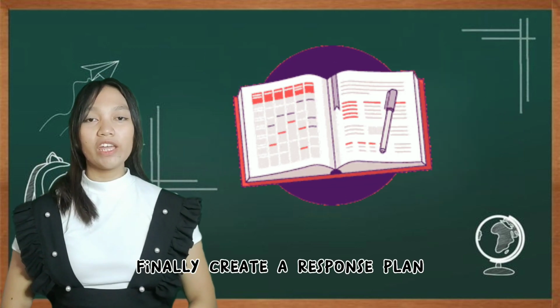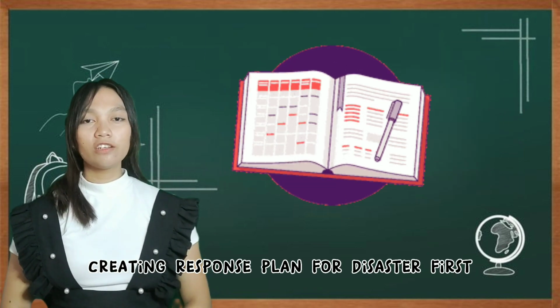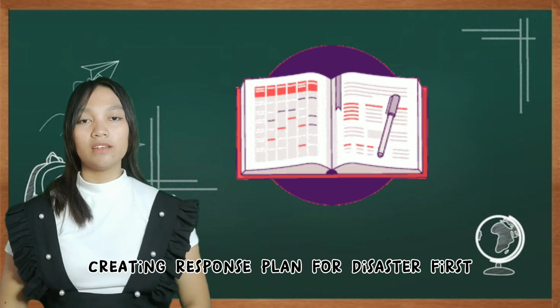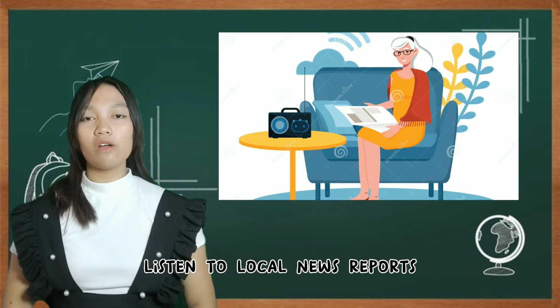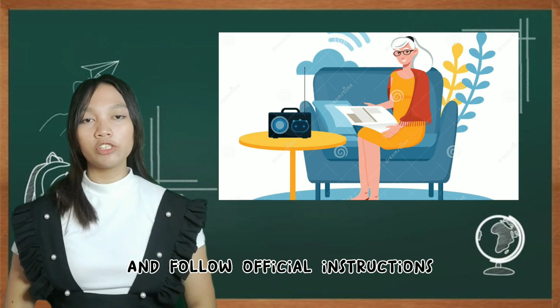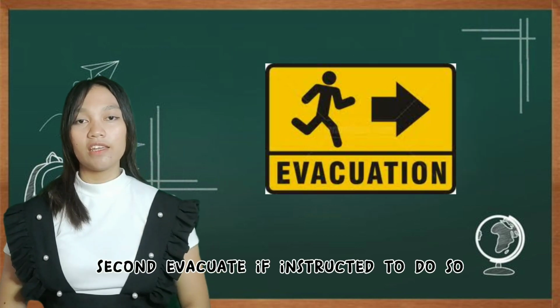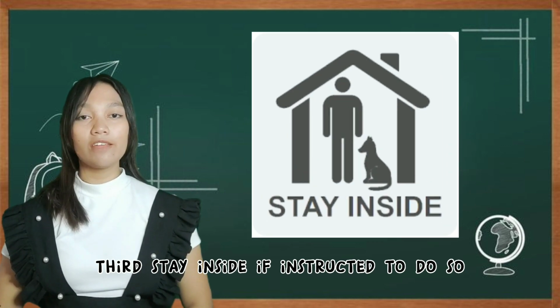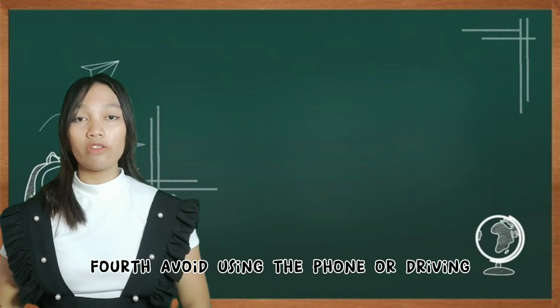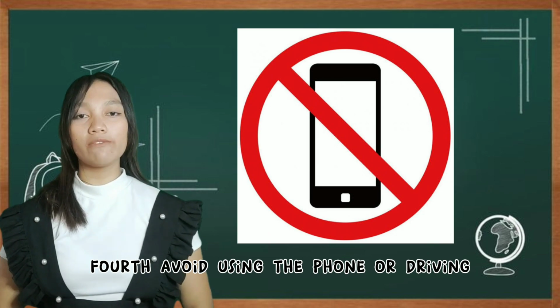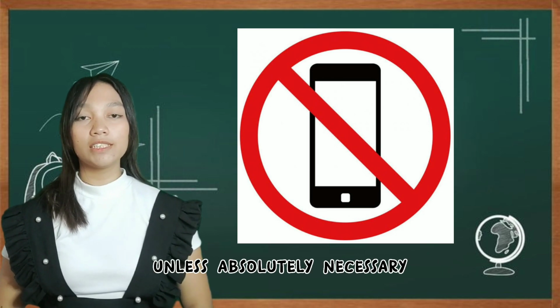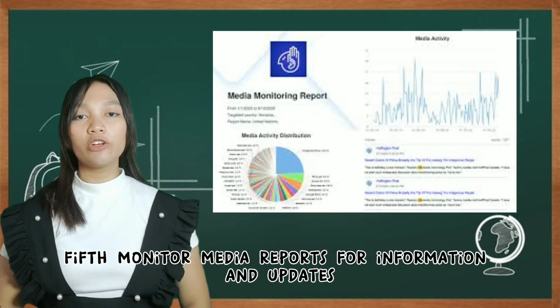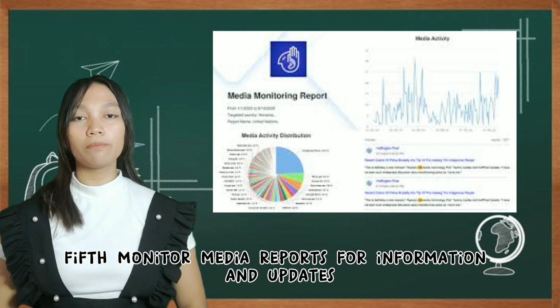Finally, create a response plan. First, listen to local news reports and follow official instructions. Second, evacuate if instructed to do so. Third, stay inside if instructed to do so. Fourth, avoid using the phone or driving unless absolutely necessary. Fifth, monitor media reports for information and updates.